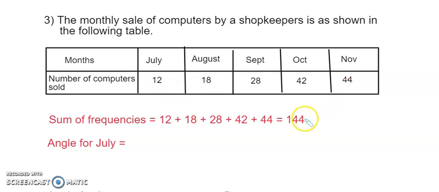So now this one, the total frequency is not given. If you add them up, it's 144. Okay, so now let's do it. 12 divided by 144 multiplied by 360. Now, how should we do it? 12 ones are 12, twelves are. So 30.